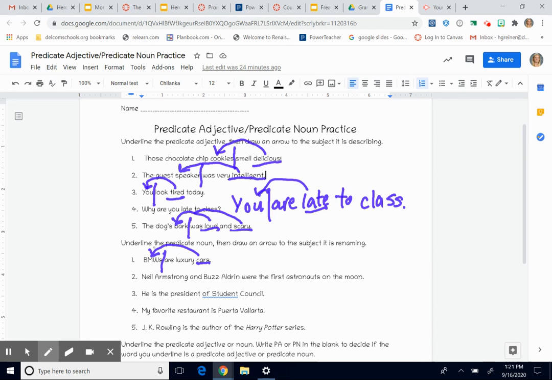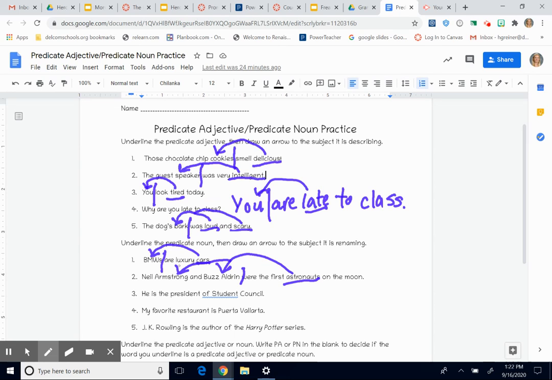Neil Armstrong and Buzz Aldrin were the first astronauts on the moon. I'm going to find my linking verb, draw my line in front of my linking verb. The line was not supposed to go through that W, it's supposed to go in front of it. What were they? Astronauts. Who? Buzz Aldrin and Neil Armstrong.